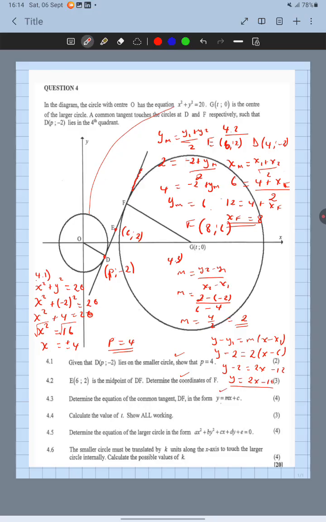That's 4 marks for free. Calculate the value of t. Show all your work. So this is how many marks? 3 marks. So t is the center there.